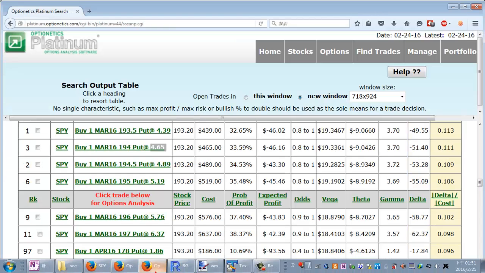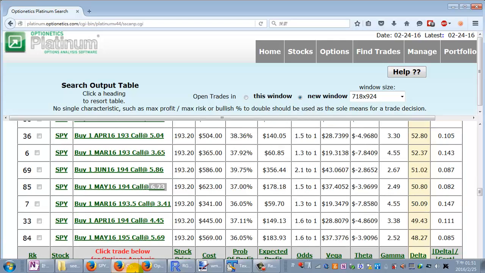What I just said is what's called a synthetic position in options. A synthetic position mimics stock, but you do it with options, and you don't have to pay that much.